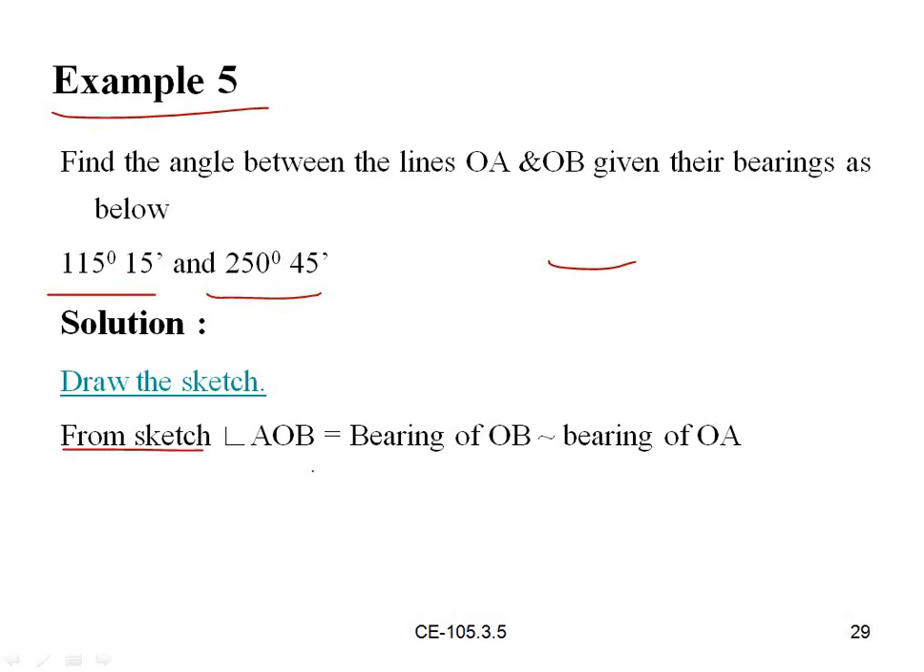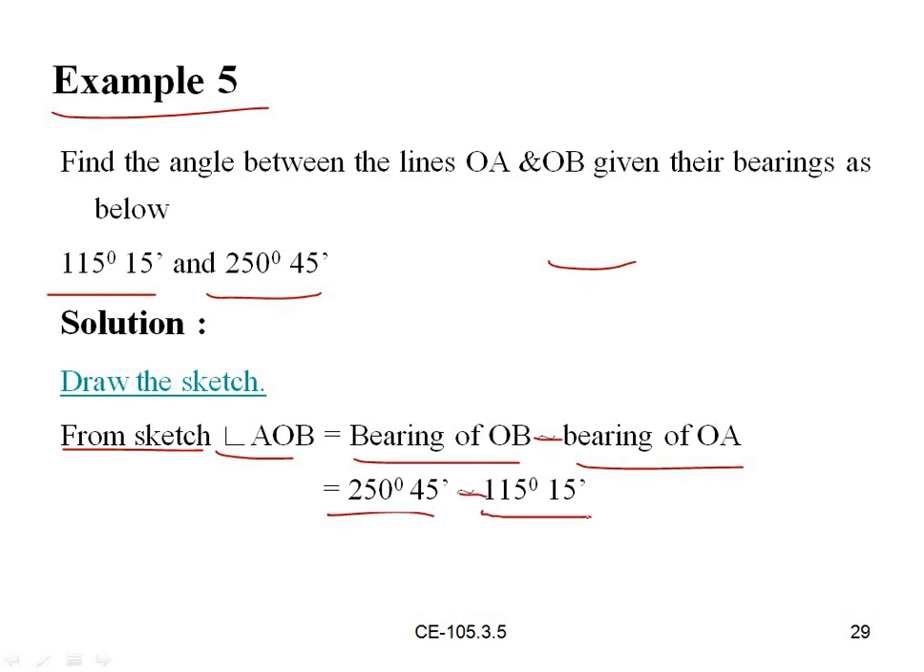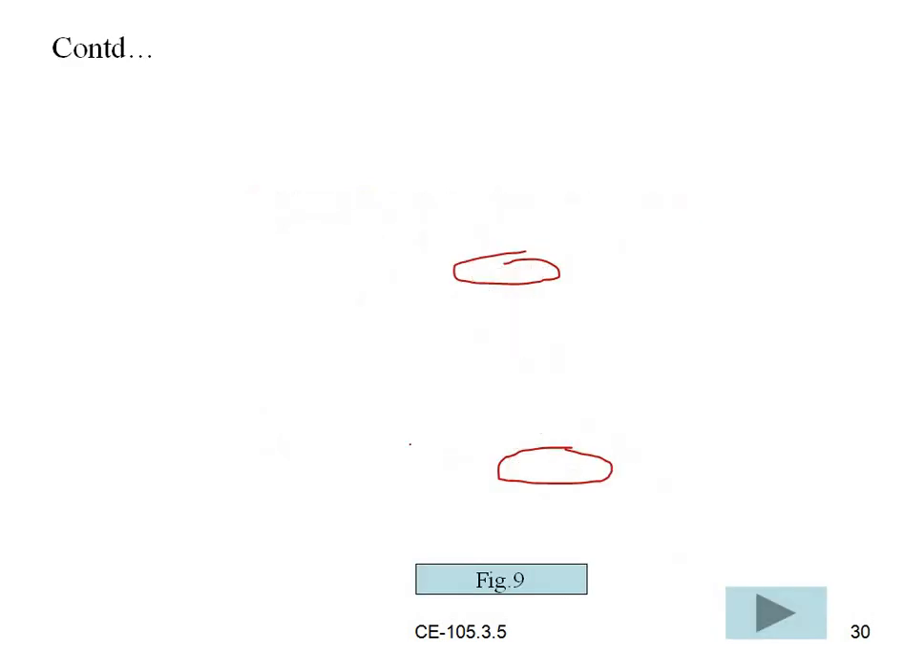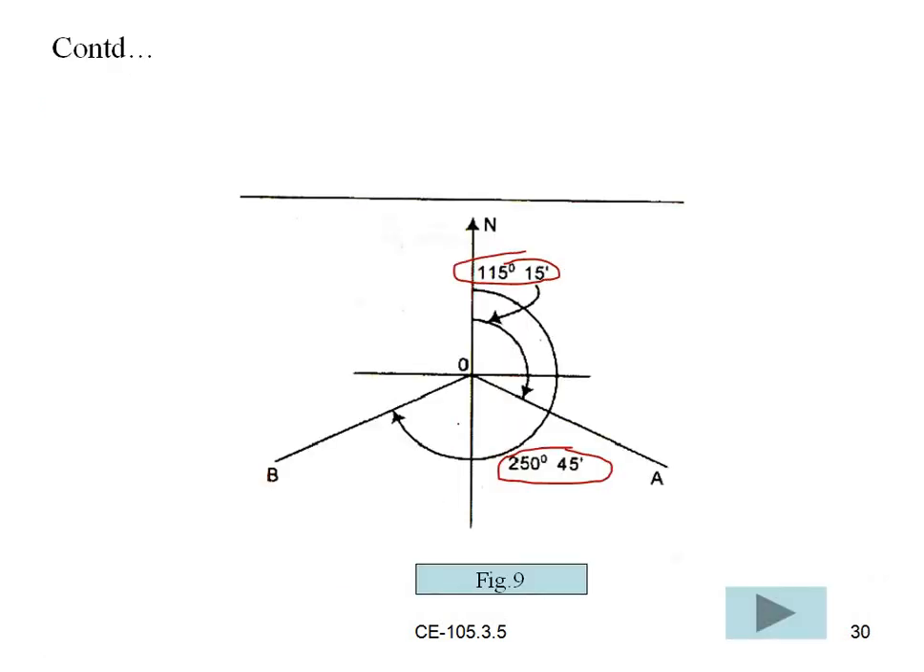From the sketch, angle AOB is equal to bearing of OB minus bearing of OA. So 250 degrees 45 minutes minus 115 degrees 15 minutes, we will get 135 degrees 30 minutes. So this is the diagram. Then we will get the angle of 135 degrees 30 minutes.